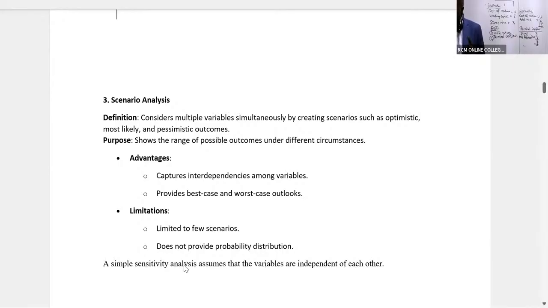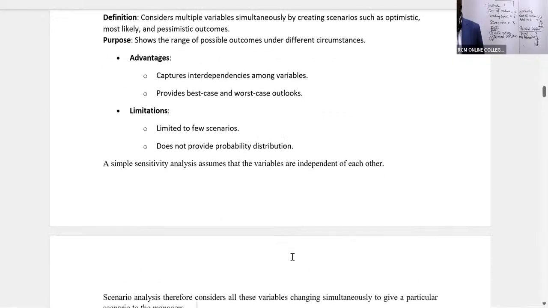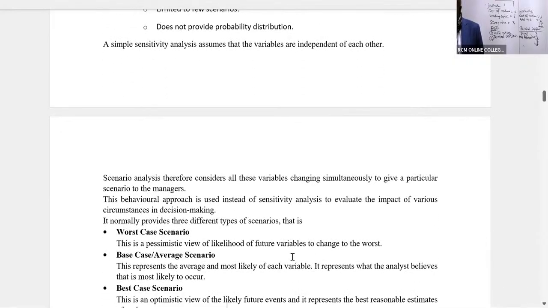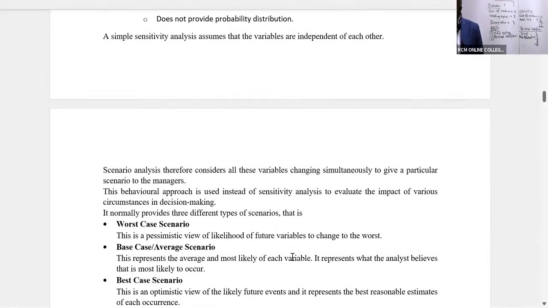A simple sensitivity analysis assumes that variables are independent of each other and we normally vary them one at a time. Scenario analysis therefore considers all these variables changing simultaneously to give a particular scenario to the managers. This behavioral approach is used instead of sensitivity analysis to evaluate the impact of various circumstances in decision making.